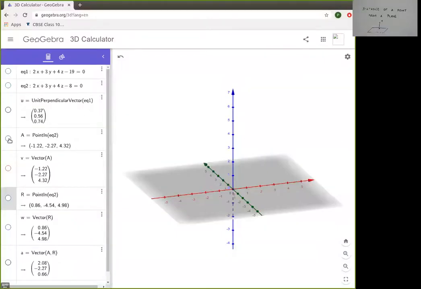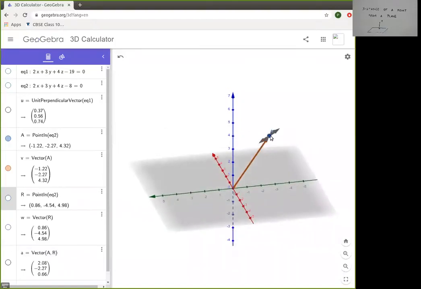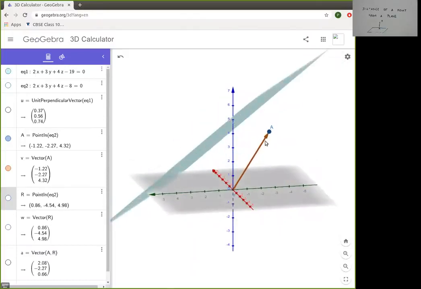So let us consider the point A, and let's say the point A has a position vector A. So this is the point A, and the point A has the position vector A. And let us consider the plane. So this is a given plane. Here we need to find the distance between the point A and this plane.